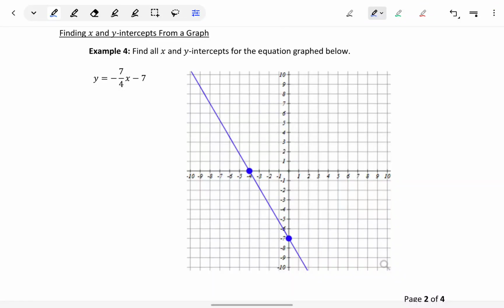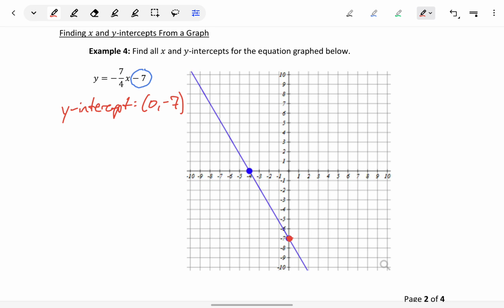When we look at an equation, like in example 4, y equals negative 7/4 x minus 7, another piece of information that we can pull out of that graph are the intercepts. We've already talked a fair amount about the y-intercept, which is represented by that value b if our equation is written in slope-intercept form. So in this case, we already know that we have a y-intercept of (0, negative 7), and we can see that point plotted clearly on our graph.